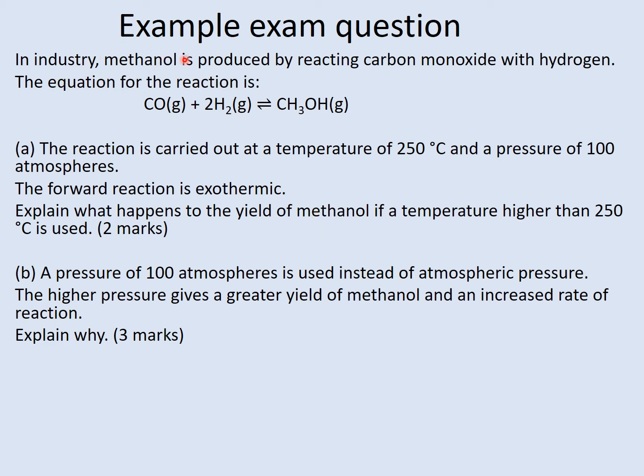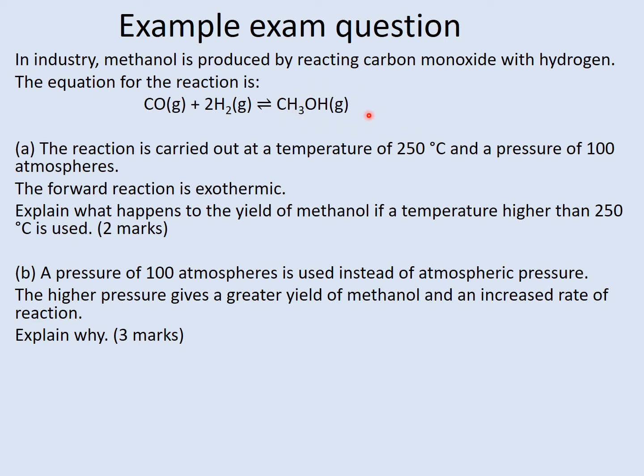In industry, methanol, if you don't know what that is, that's this stuff here, is produced by reacting carbon monoxide, there it is, with hydrogen. And they've given you the equation. That's nice. The reaction is carried out at a temperature of 250 degrees C and a pressure of 100 atmospheres. Interesting. The forward reaction is exothermic. There you go. I told you at some point they'd have to tell you this. It's not written on the arrow this time. It's just stated. So explain what happens to the yield of methanol, that's this stuff, so the amount of that, if a temperature higher than 250 is used. Right. So what they're asking here is what happens to the yield of methanol when you increase the temperature.